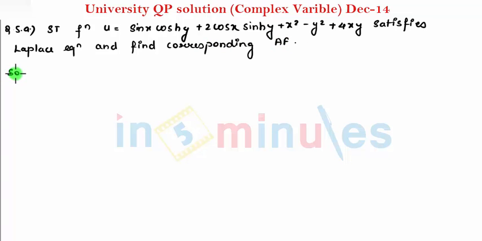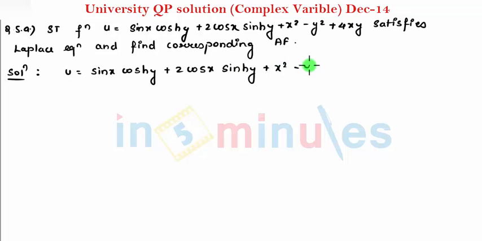So what we can say here, solution is u is sin x into cos hyperbolic y plus 2 cos x into sin hyperbolic y, and further we can write as plus x square minus y square plus 4xy. So we need to prove Laplace equation. When we talk about Laplace equation, students, what is exactly the meaning of Laplace equation? Laplace equation is nothing but we can also say as harmonic function. So we need to prove that u is satisfying harmonic function.